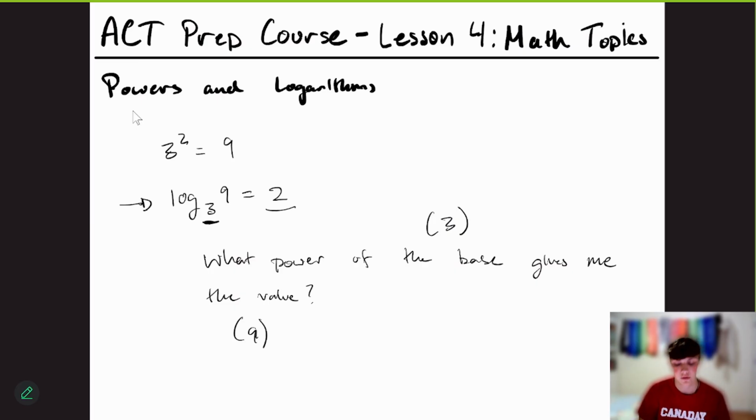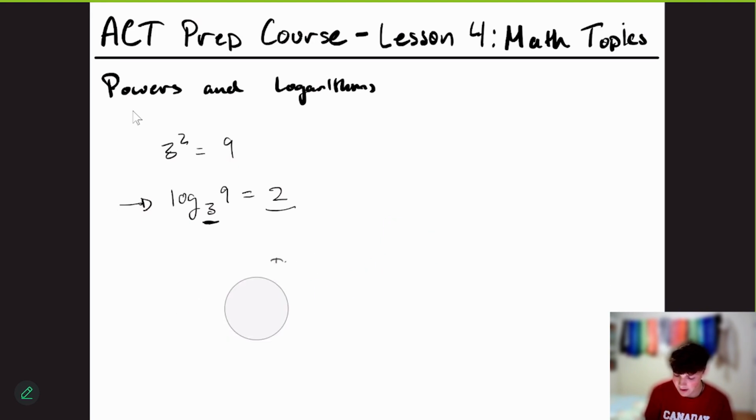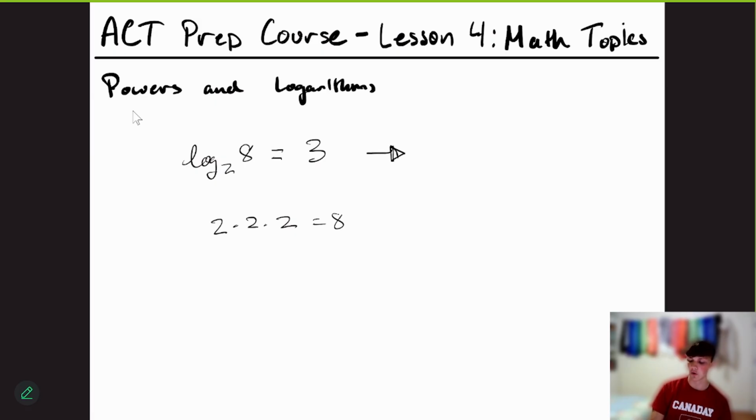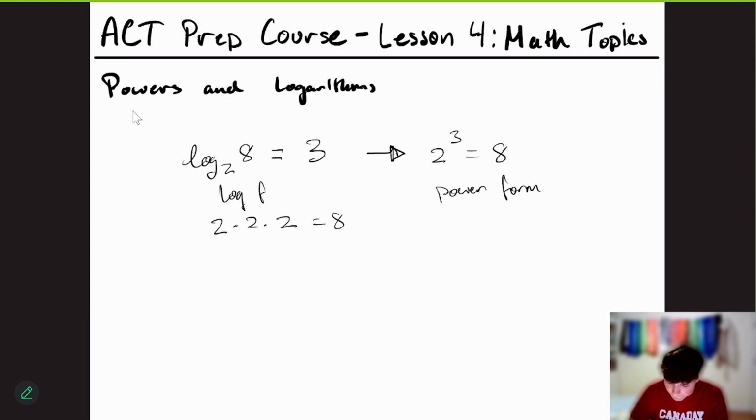And if we think about it like that, it becomes very easy to answer, right? What power of 3 gives me 9? Oh, it's 2. Okay, so if I asked you to figure out log base 2 of 8, just think about it in that same format. What power of 2 gives me 8? Okay, how many times do I have to multiply 2 together to get 8? Well, 3 times. So log base 2 of 8 is 3. The other way we can write this, if we wanted to convert it to exponent form, we would write this as 2 to the power of 3 gives me 8. Okay, so this is the power form, and this is the log form. Okay, so that's the basics of logarithms.